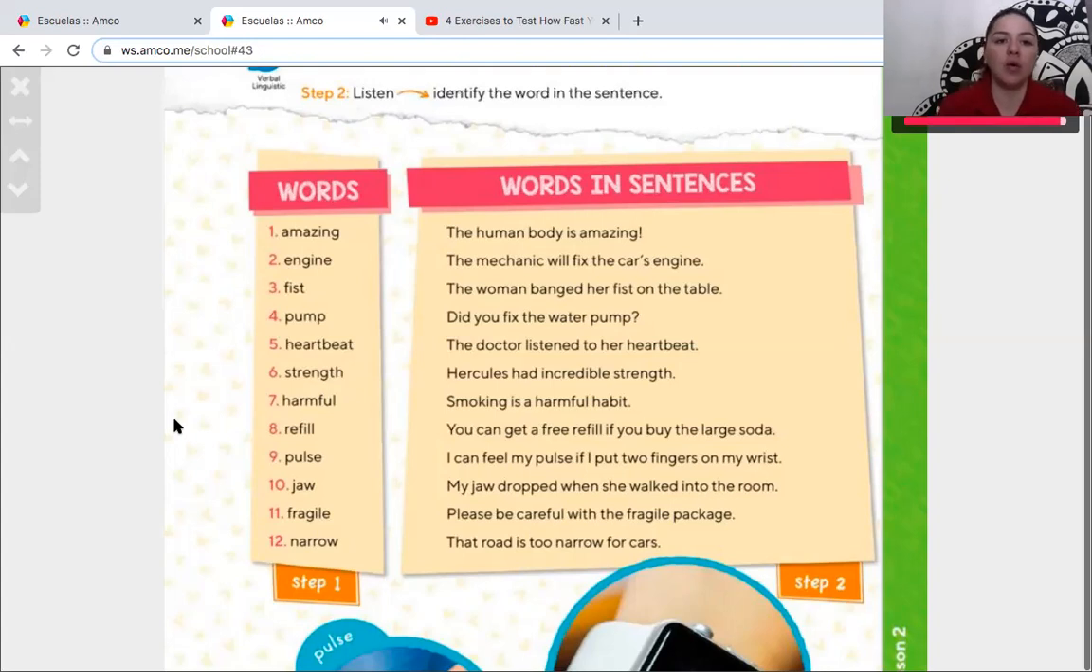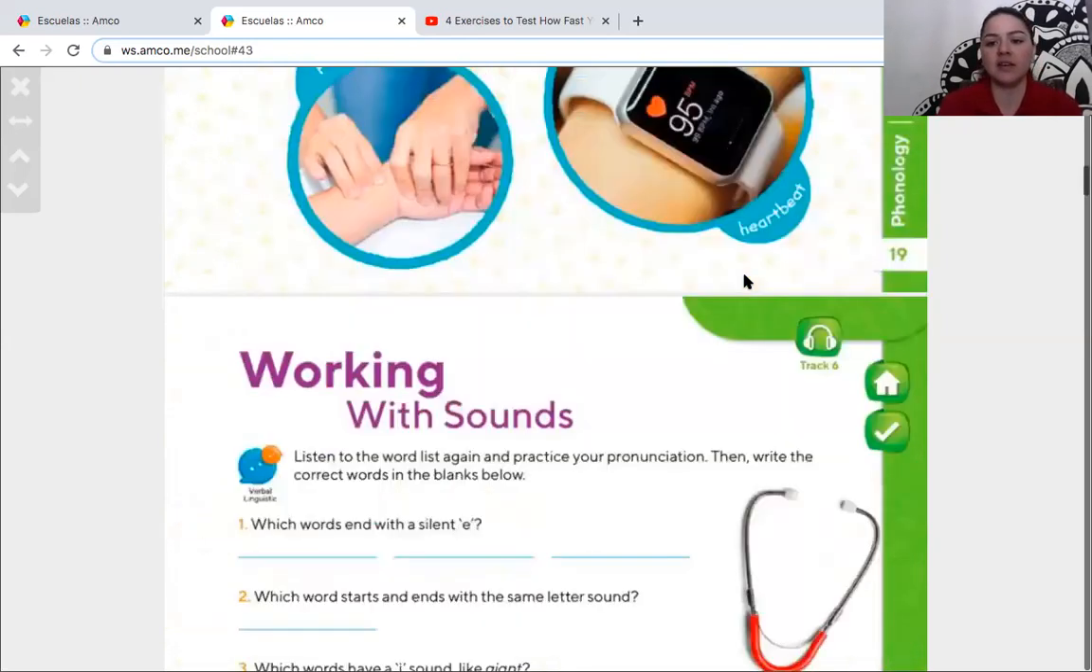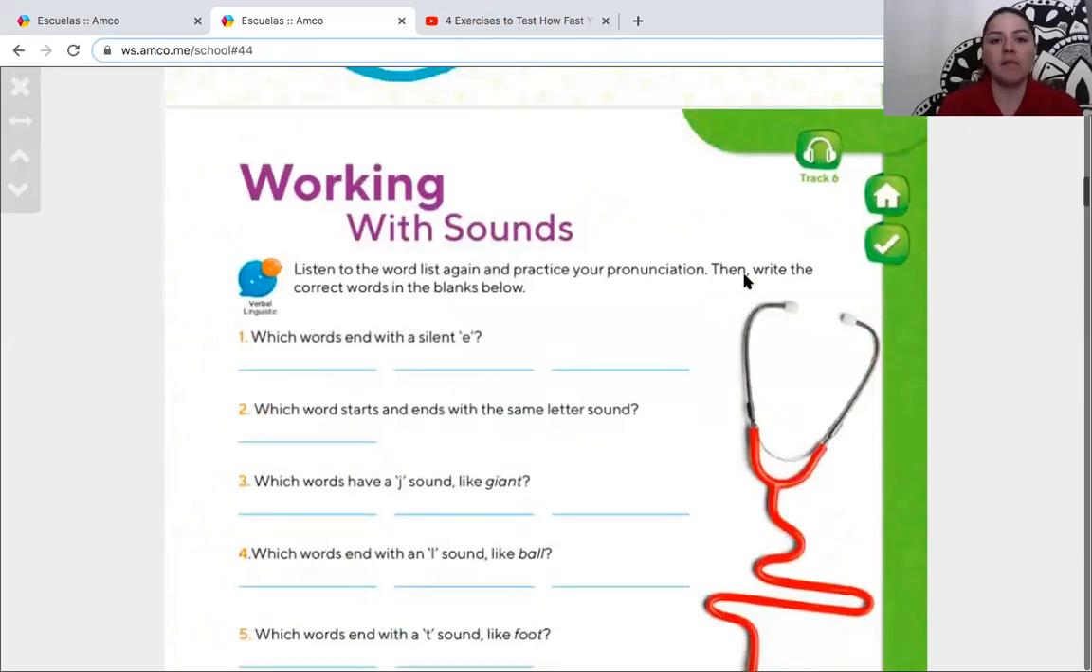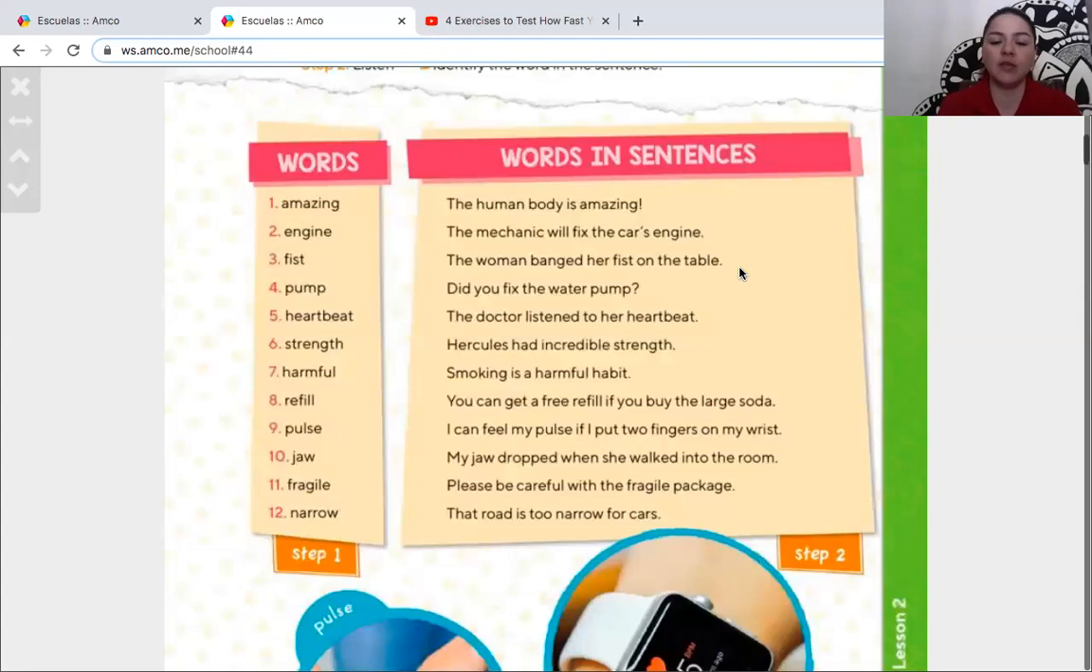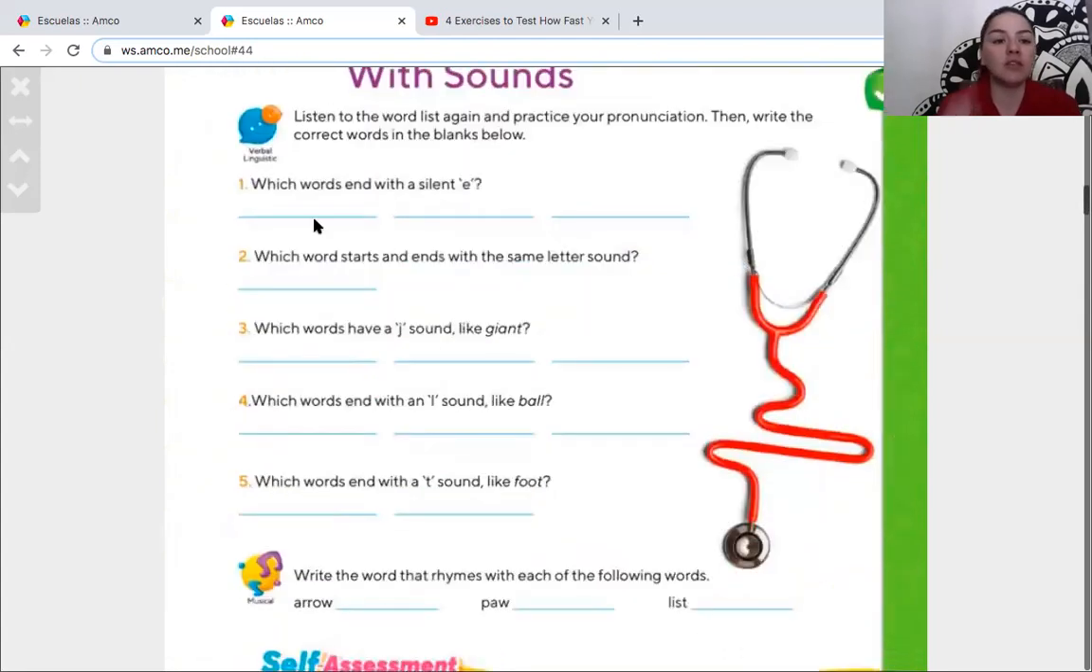Okay, there you go. Those are the new vocabulary words from lesson number 2. Now, let's go to page 20. This is page 19, page 20. On page 20, you must listen to the track again, okay? I will play it again if you want. But remember that you must listen so you can answer the questions. It's phonology and listening, so you must catch the similar sounds between the words, okay?